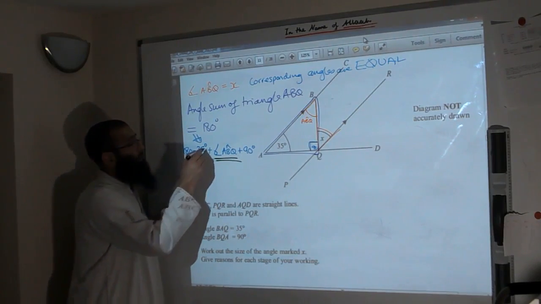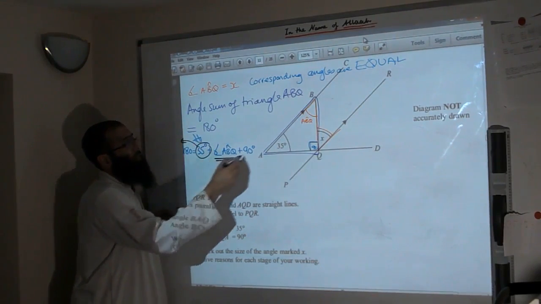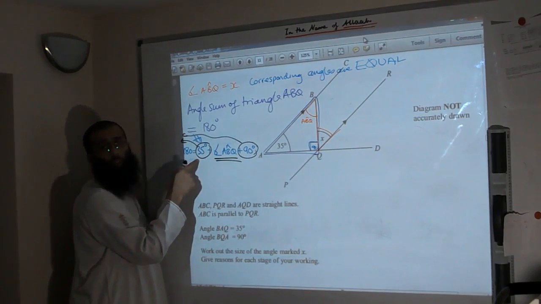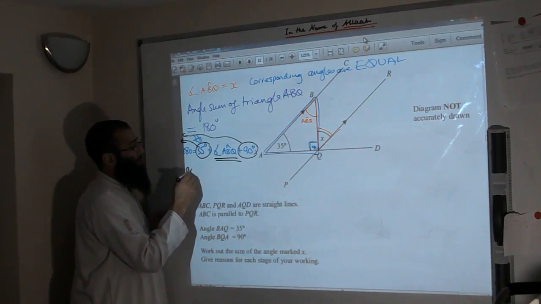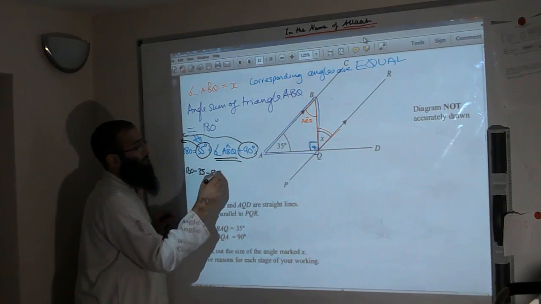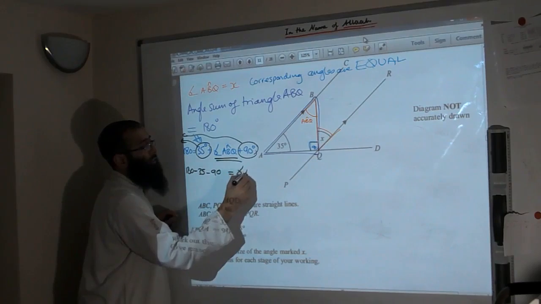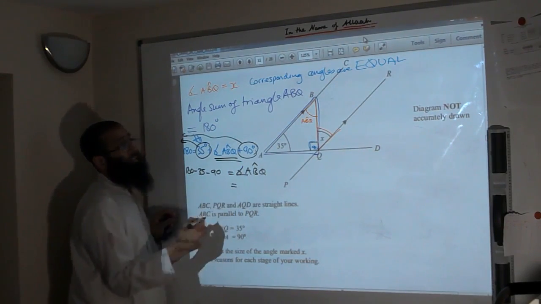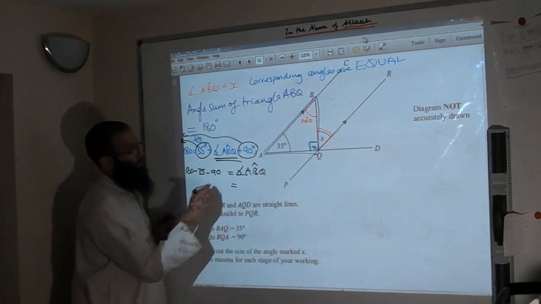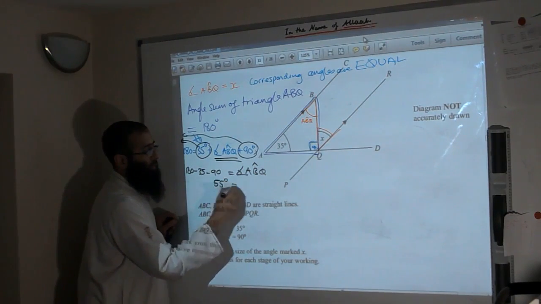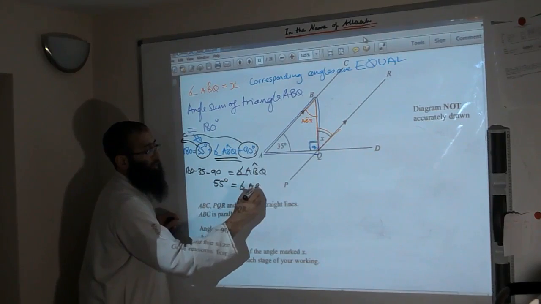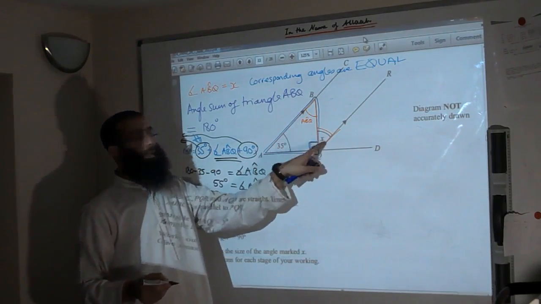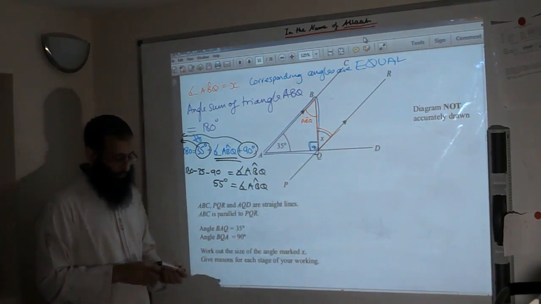So what do we do, Omar? We grab them and take them. So opposite of plus 90 is? Minus. And opposite of plus 35 is? Minus. So we got 180 minus 35 minus 90 is equal to angle ABQ. So the answer to that is? 55. Angle ABQ. Now, if we know that's 55, what's that going to be then? 55.